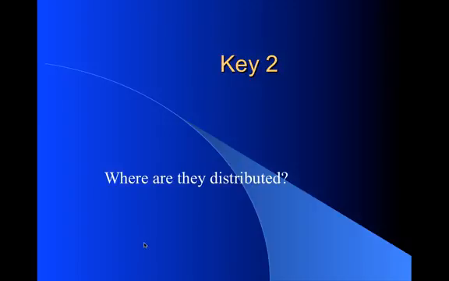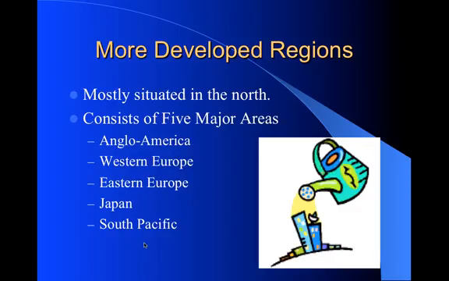Now, where are these more developed and less developed countries? Well, obviously, this is what we'd expect, so we're going to go pretty quick through this. Most of your more developed regions in the world are situated north of the equator. They consist of 5 major areas: Anglo-America, Western Europe, Eastern Europe, Japan, and the South Pacific. And we're going to go over some of these really, really quick.